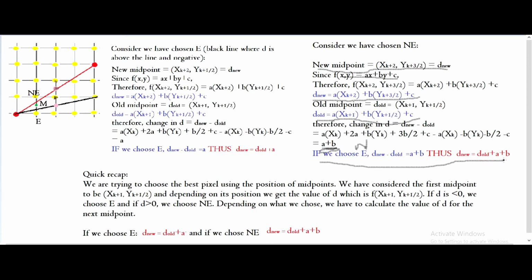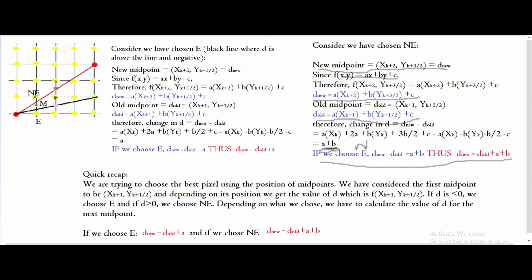I hope that you've all understood up till this point. If not, go back a few steps and re-listen to the video. There's a quick recap here of what we've been trying to do. We're trying to choose the best pixel using the position of midpoints because our line can't be between two pixels. And we've considered our first midpoint M as xk plus 1, yk plus half. And depending on the position of M, if it's above the line or below the line, we choose our next pixel, either E or NE.